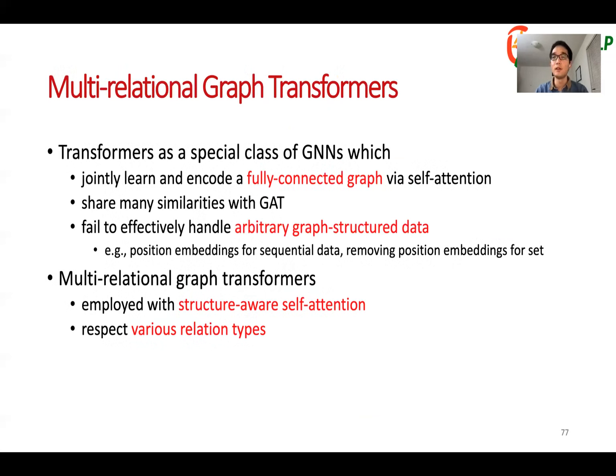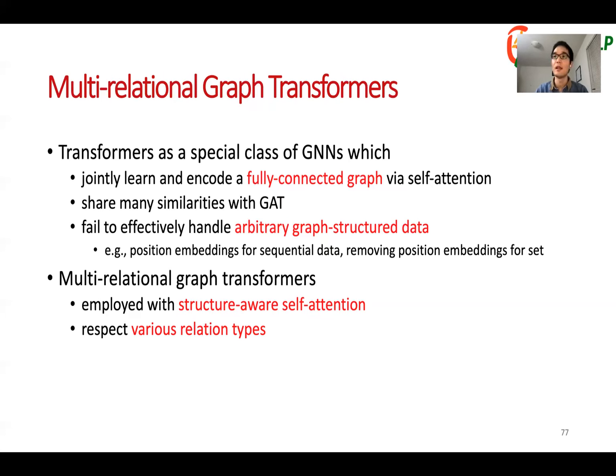The third type of multi-relational GNN we will introduce is multi-relational graph transformers. Let's first talk a little bit about transformer models. Actually, transformers can be regarded as a special class of GNNs which jointly learn and encode a fully connected graph via self-attention. They share many similarities with GAT. However, the vanilla transformer models fail to effectively handle arbitrary graph-structured data.